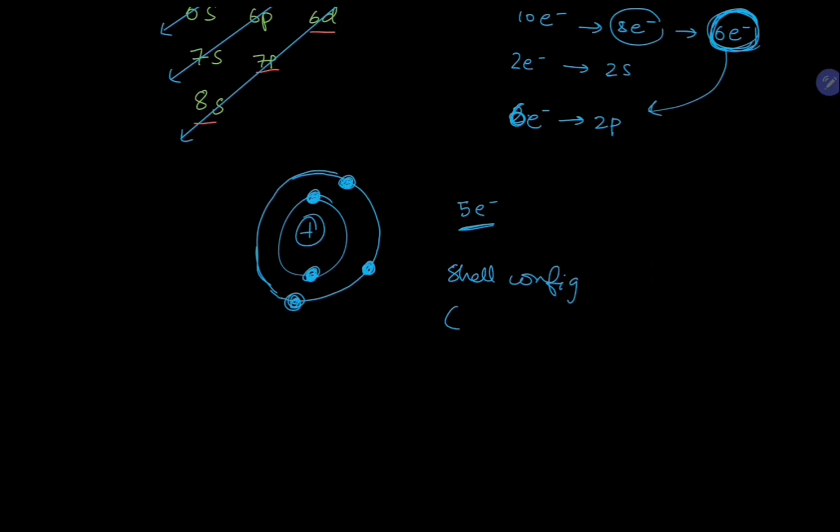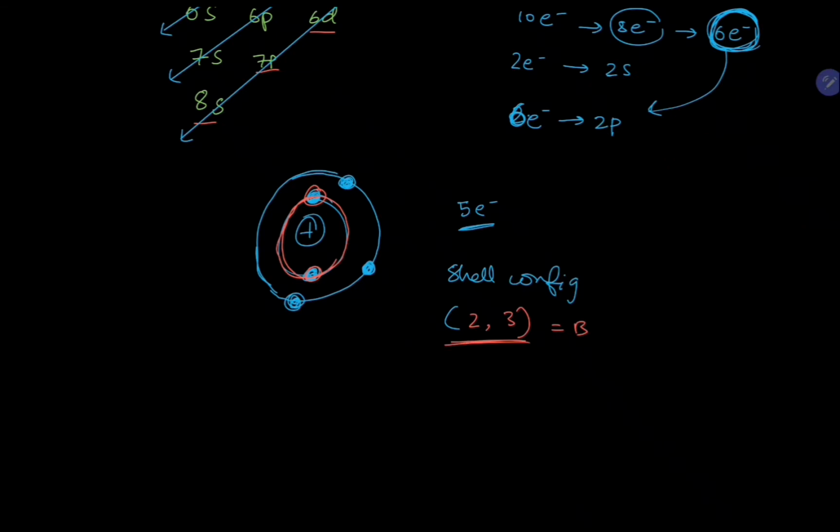How do you write the shell configuration first? You will see the number of electrons in the first shell. We have 2 here, so it will be 2. And then you go to the second shell, and how many electrons are there in the second shell? You just write the number. In this case, it's 3. So the shell configuration of boron is 2, 3. It's that simple. So you have just written the shell configuration in one single line.